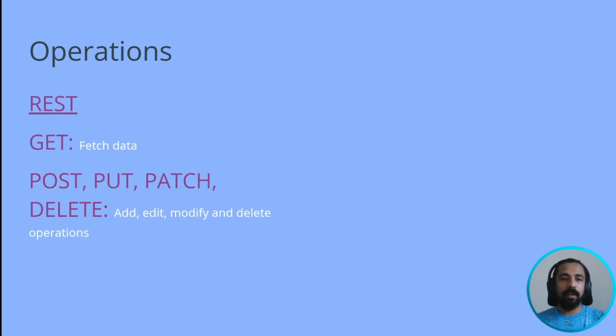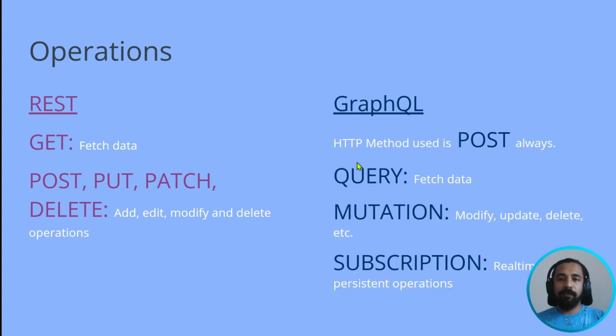Now coming to the various set of operations in REST and GraphQL, we have seen that in REST we have a GET operation which is commonly used to fetch data, and for adding, editing or modifying we have POST, PUT, PATCH, etc. In case of GraphQL, the HTTP method used is POST always. Then we have an operation called query for fetching the data. We have used this initially for fetching a greeting message. Then for modifying, updating, deleting, etc., we have an operation called mutation. So if we are mutating or changing the data, we will use the mutation operation. And similarly, we have another operation called subscription, which is for real-time persistent connection operations.